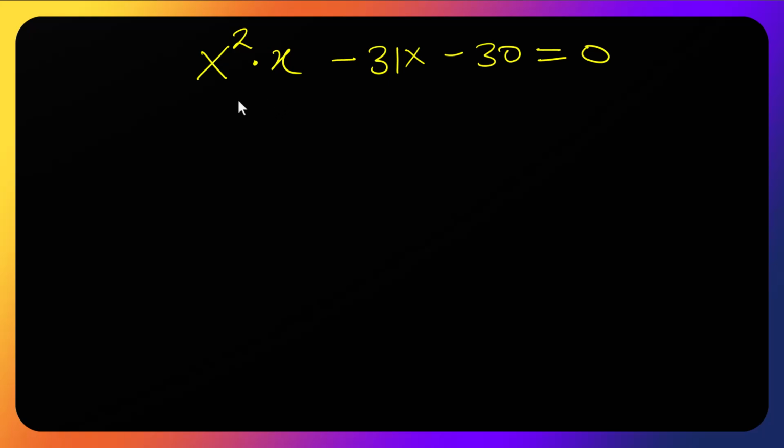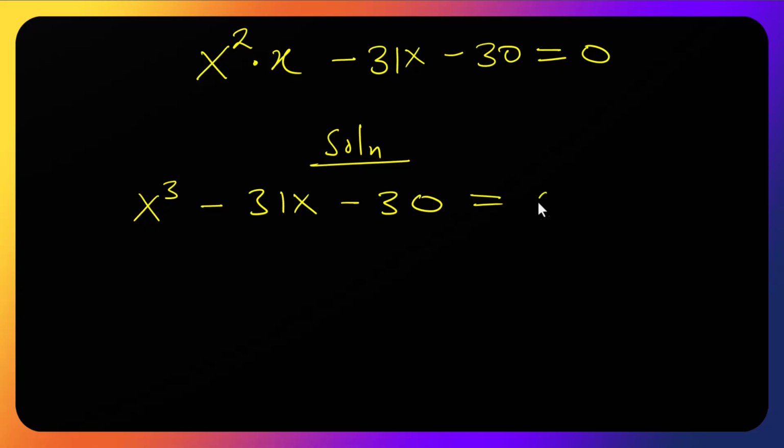What is the value of x here? We have x squared times x minus 31x minus 30 equals 0. Alright, now we know that x squared times x will be x cubed minus 31x minus 30 equals 0.